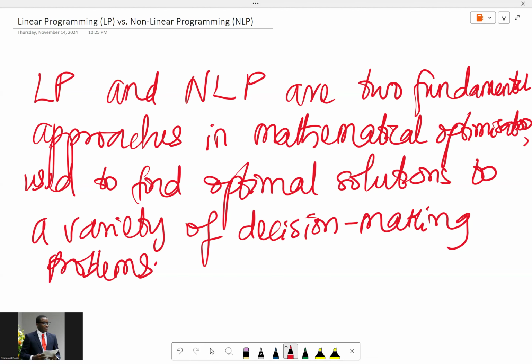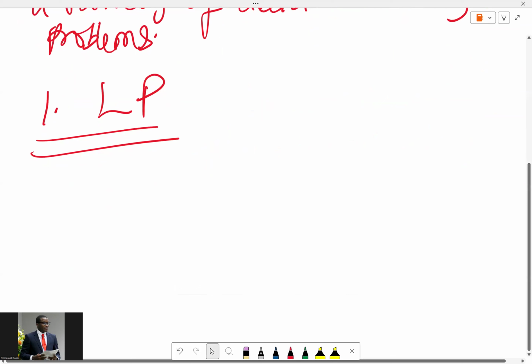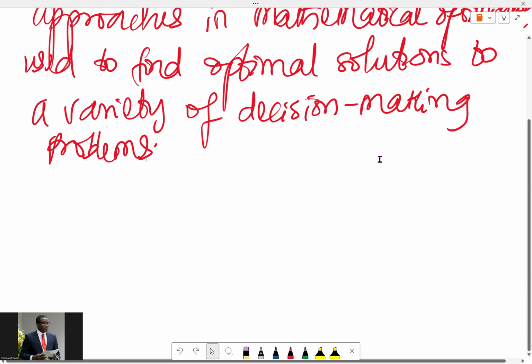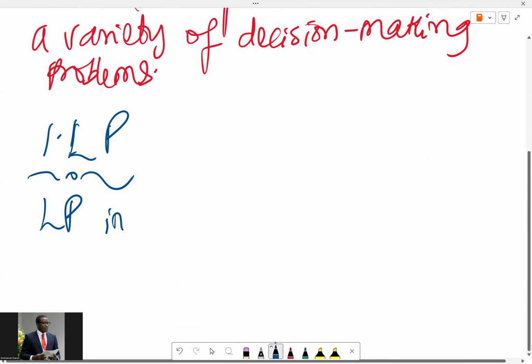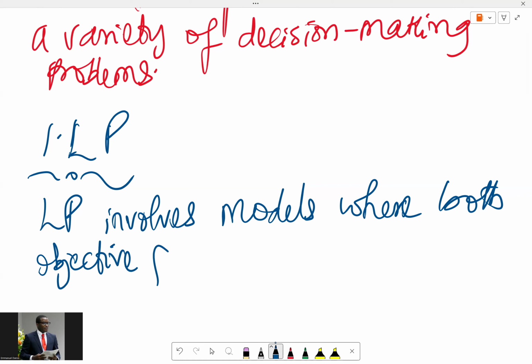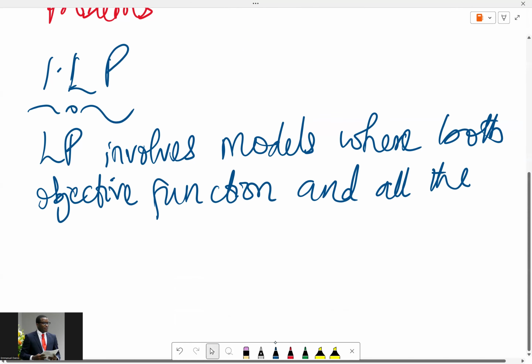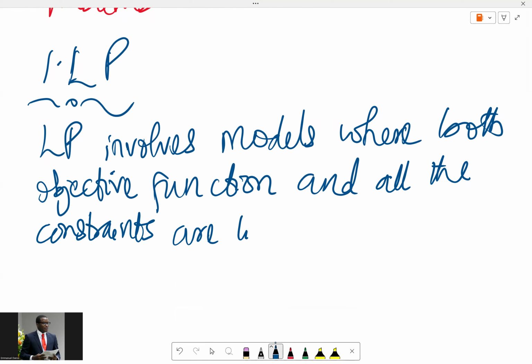Okay. Now, first of all, let's consider linear programming. So let's look at LP. Linear programming involves models where both the objective function and all the constraints are linear functions.